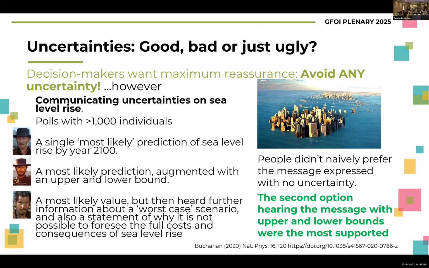However, someone did that poll, and it was about communicated uncertainties on sea level rise. It was a poll with 1,000 individuals, and 3 questions were asked. In the first question, the public were given a single, most likely prediction of sea level rise by year 2100. A single prediction. There was a second option where the public were given a most likely prediction, but augmented by an upper and lower bound. So you are starting to play with the typical concept of uncertainty that we work with.